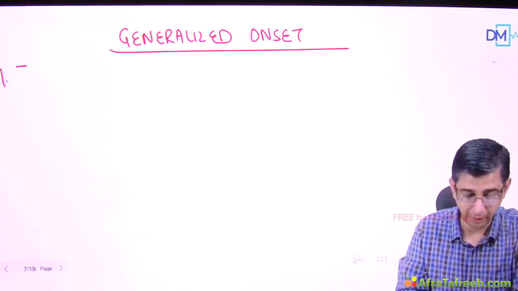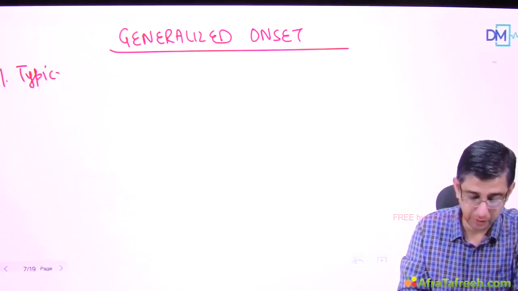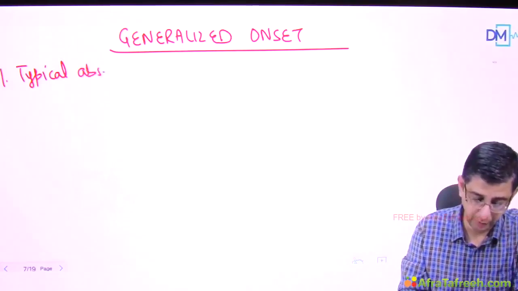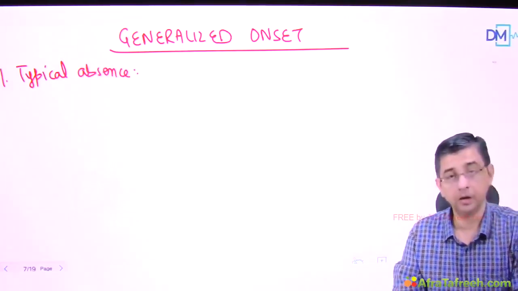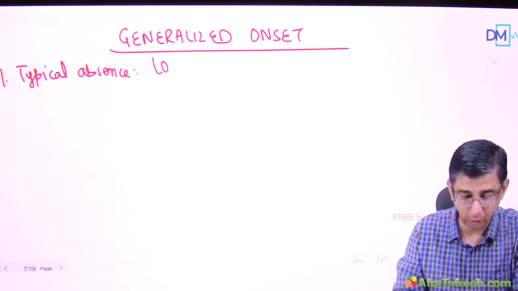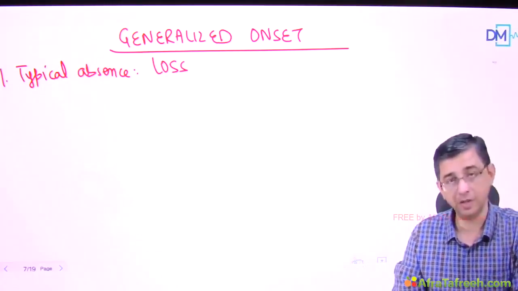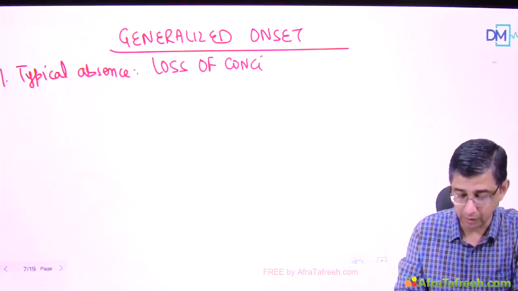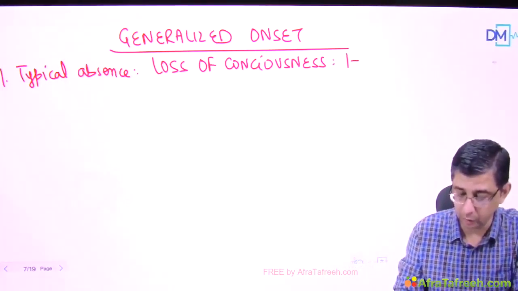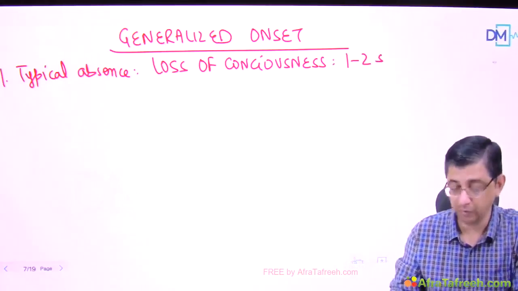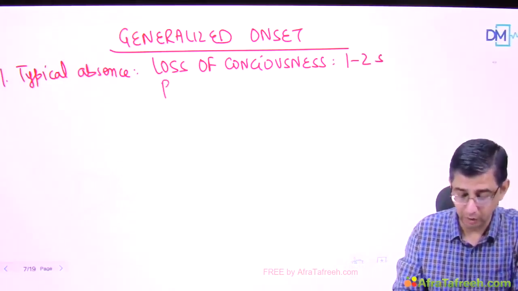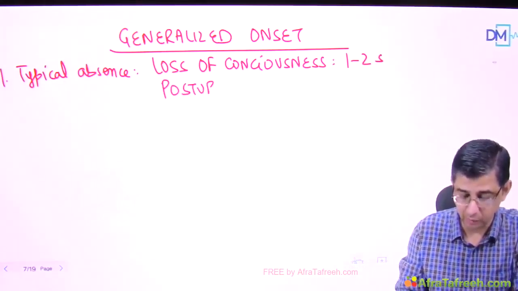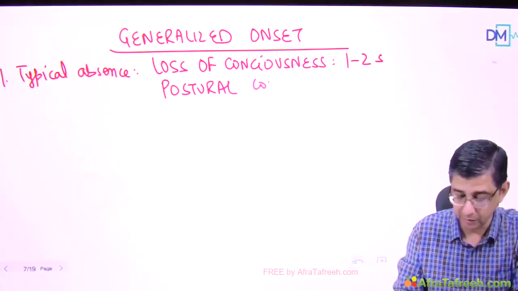The first that I will explain to you will be typical absence seizure and compare that with atypical absence seizure. The highlight of this is that there is no tonus and no clonus. That is why the name is absence. So what you have here is a loss of consciousness. It's a transitory loss of consciousness for only 1 to 2 seconds. However, the postural control is maintained in this patient. The postural tone is maintained in this patient.